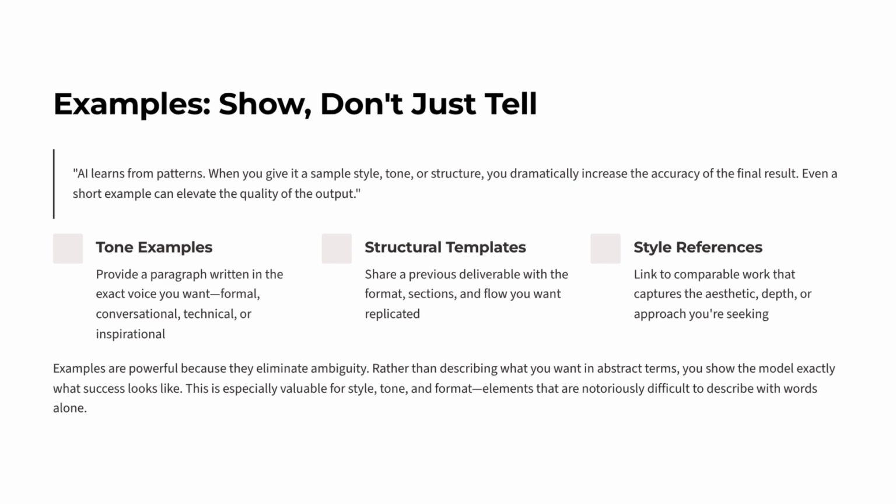Finally, examples of desired style. This is where you show the model how the output should sound or look. Examples are powerful because AI learns from patterns. When you give it a sample style, tone, or structure, you dramatically increase the accuracy of the final result. Even a short example can elevate the quality of the output.